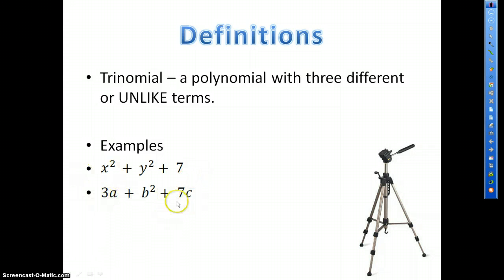Then you have three separate terms here. None of them are like, they're all different, and since there's three of them, you would say this is a trinomial. So that prefix means three. And here you have a tripod. It's got three legs, and that's why they use that word tri.